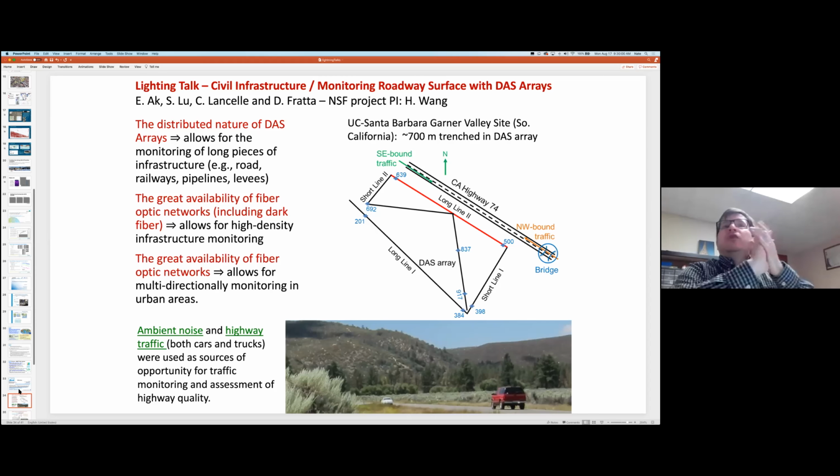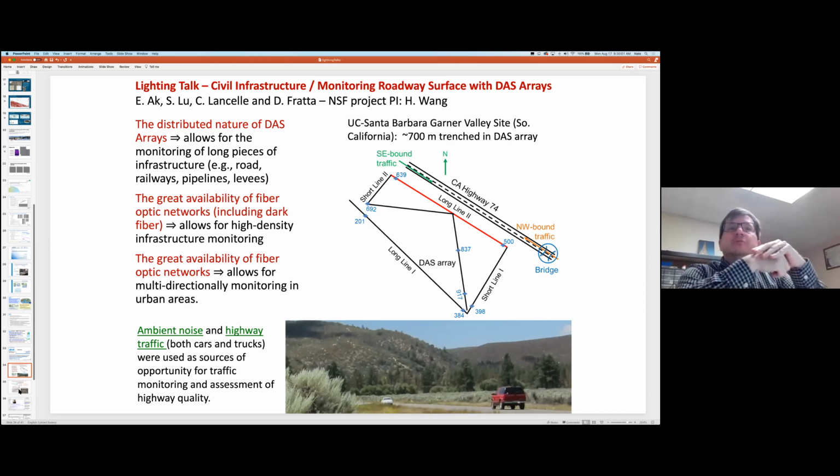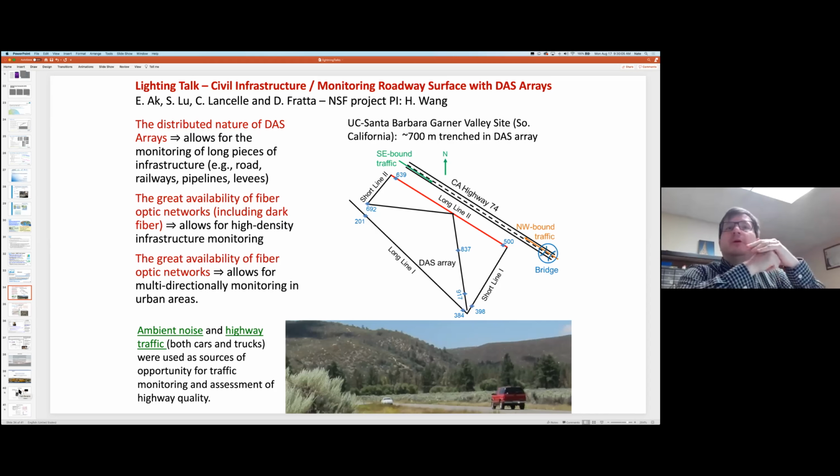I am Dante Fratta with the University of Wisconsin-Madison. Most of the topics presented today were related to geology and geophysics applications, but we can still use DAS for other applications, including monitoring infrastructure. High density arrays will allow us to monitor long pieces of infrastructure, such as roads, railways, and pipelines, and also start using dark fibers crisscrossing the city. We can start monitoring the responses in different directions.